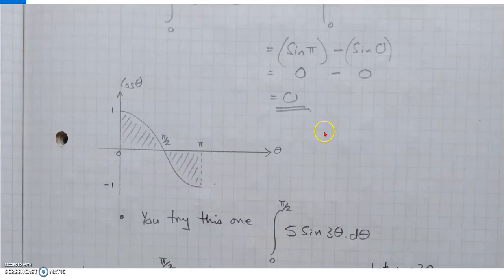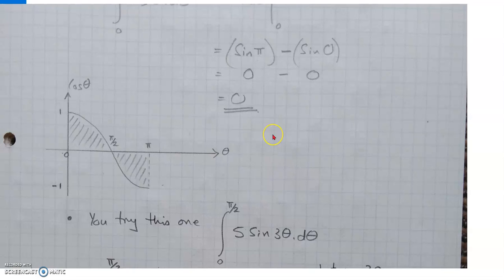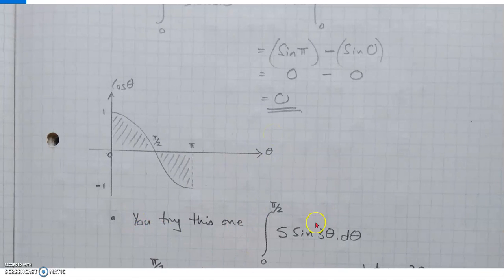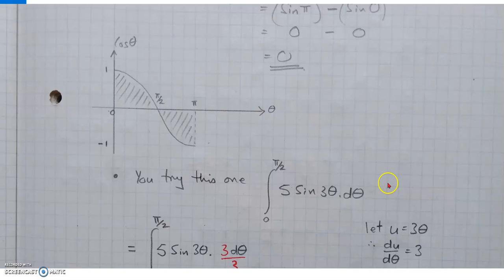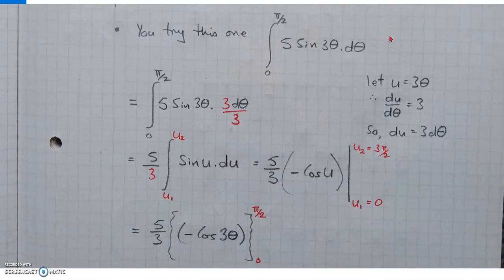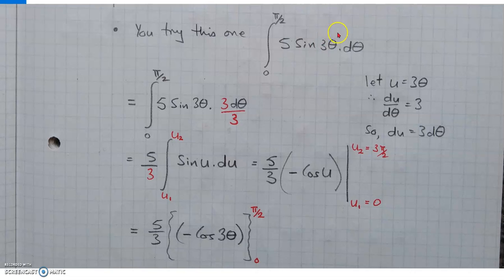All right, now this next example was the one you tried while we were online. I asked you to find the value of the integral between 0 and pi over 2 of 5 sine 3 theta d theta. So what you should have been doing is the following. You first of all realize that you've got to replace this 3 theta with u. So you're changing the variable. So we say let u equals 3 theta. So du by d theta is 3, so du is 3 d theta.